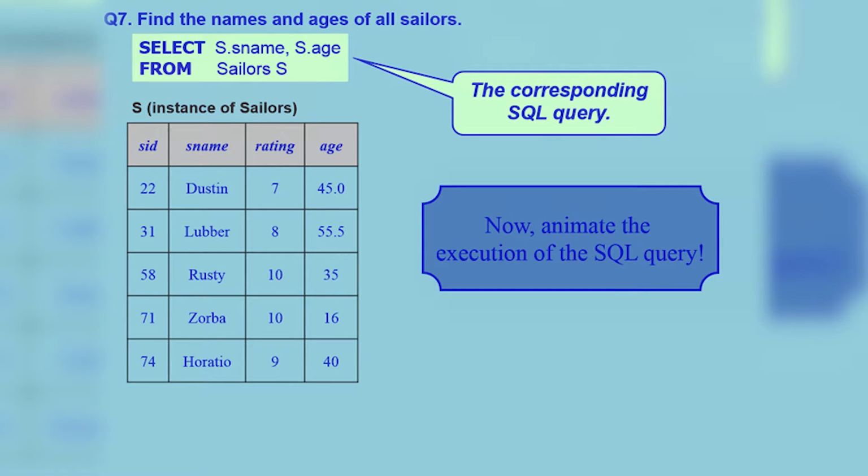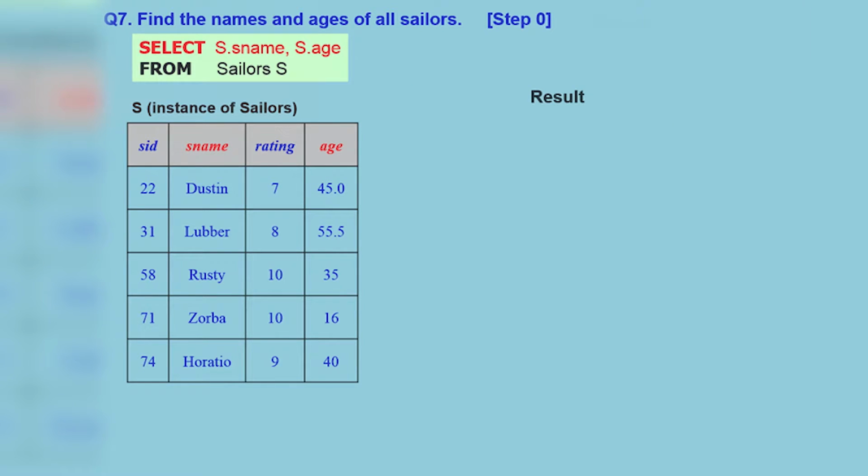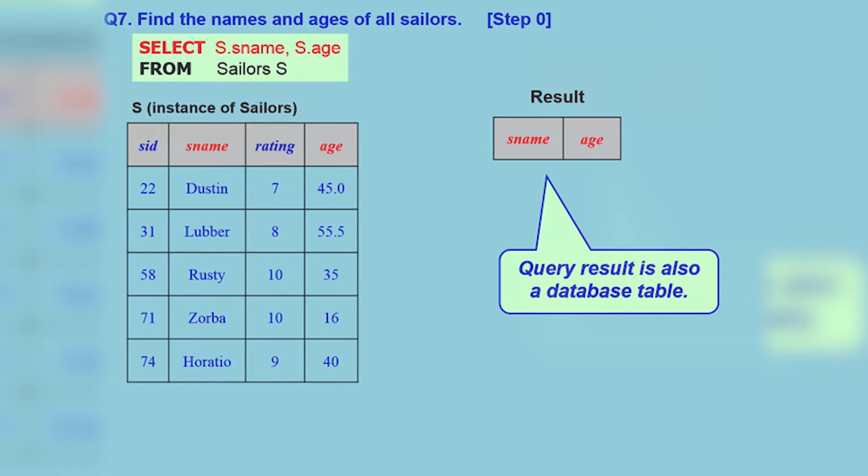Now animate the execution of the SQL query. Result. In our result, we will have 2 columns, sname and age. Let's start. Our query result is also a database table.